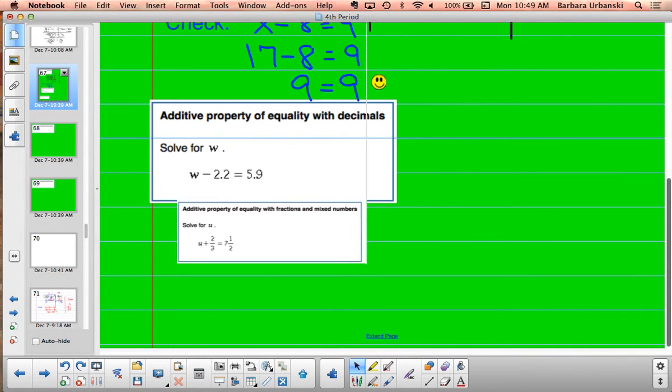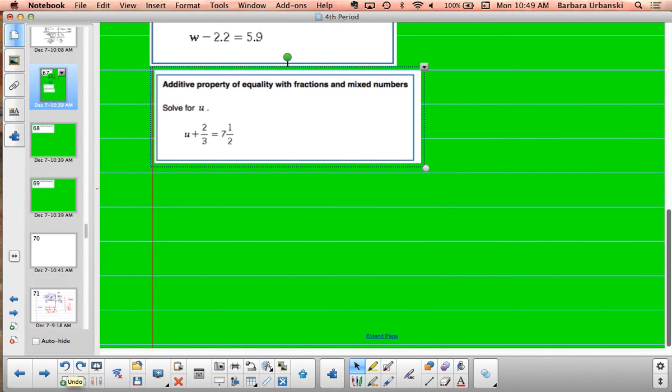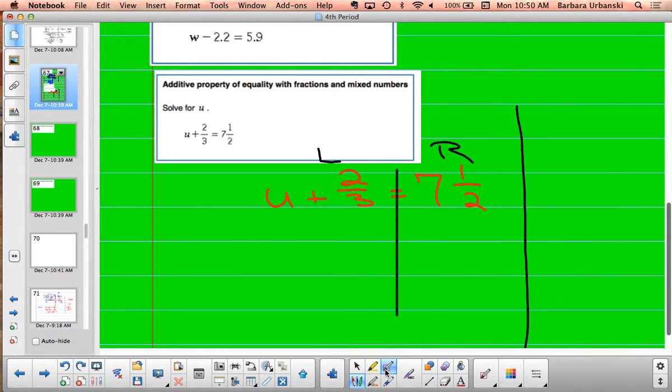On a problem like this, a little bit more intense, where they are looking at a fraction, I'm going to go ahead and copy this down where we have u plus 2/3 is going to equal 7 1/2. Again, draw the line to calculate. We should have a left side and a right side. We should have a junk column. We should be able to isolate our variable. And then again, ask yourself, what's in the way?